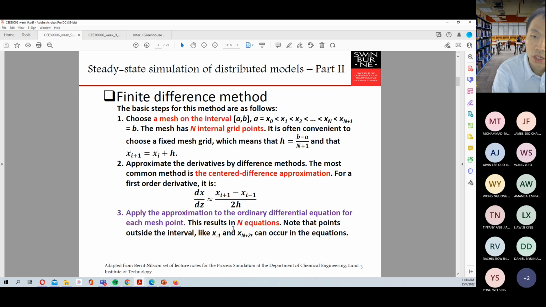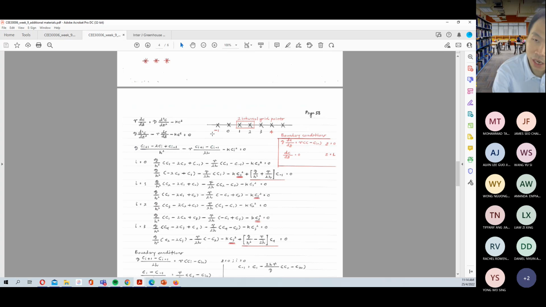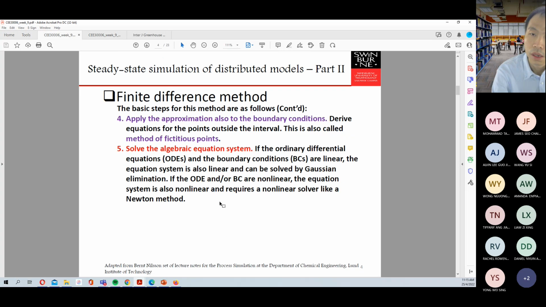Note that we may have a point outside the interval like x minus 1 or xn plus 2. If I put it here, we have this kind of point. This point is called minus 1. This point, which I put in red here, is the point that is outside of these 4 points: 0, 1, 2, 3. We have 4 points. Then we apply the approximation also to the boundary conditions.